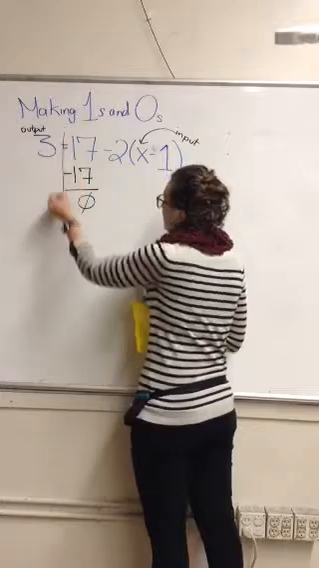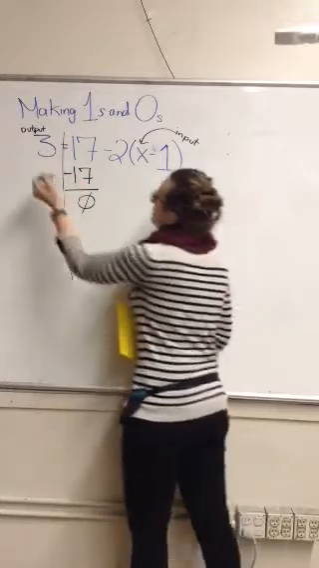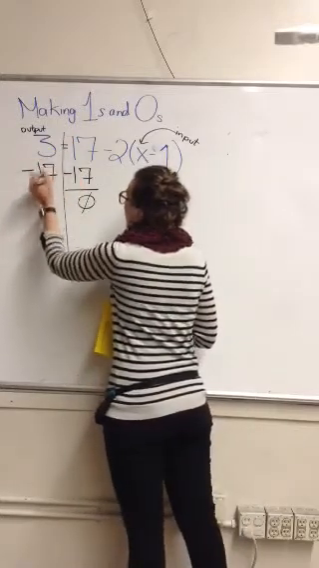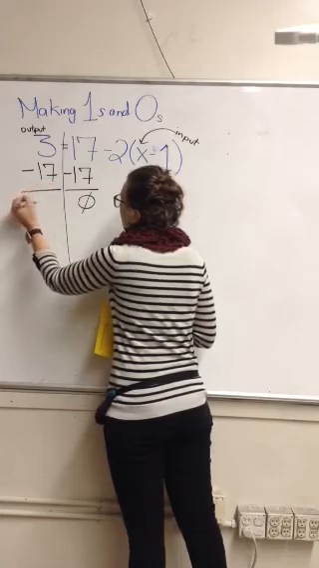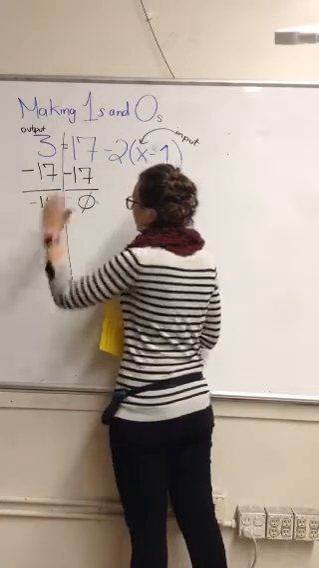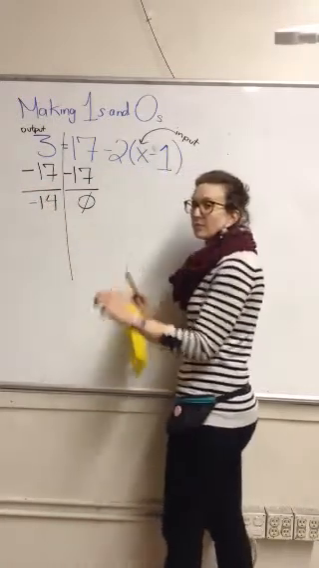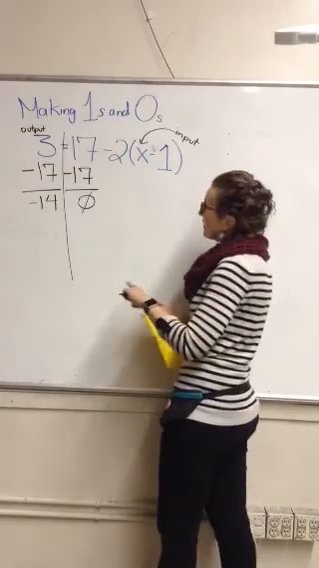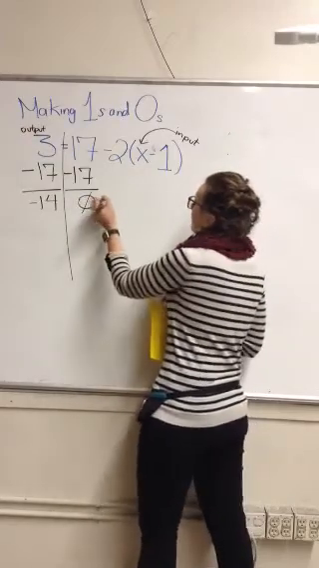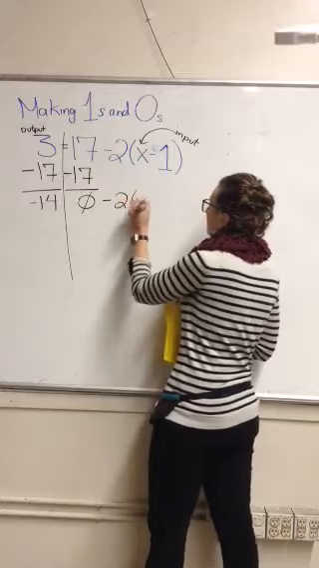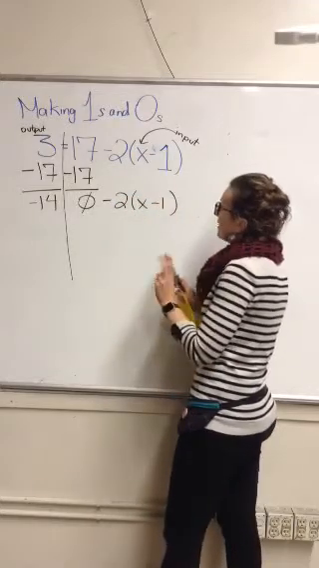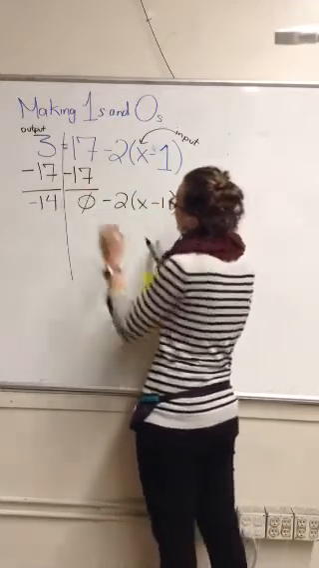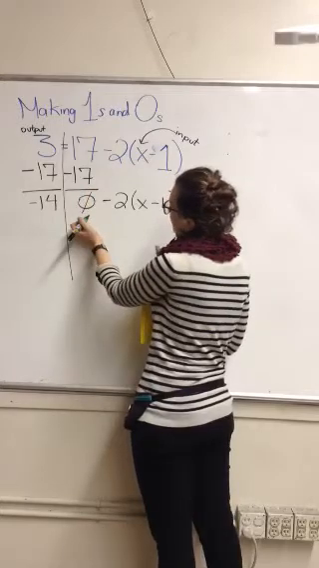by subtracting 17. Now we're on a balance beam, so if I subtract 17 from one side, I also have to take away 17. I have to remove equal pieces from both sides, just like we did on the balance beam. And the rest of it is equal. So I took that 17 and I created a 0 with it.